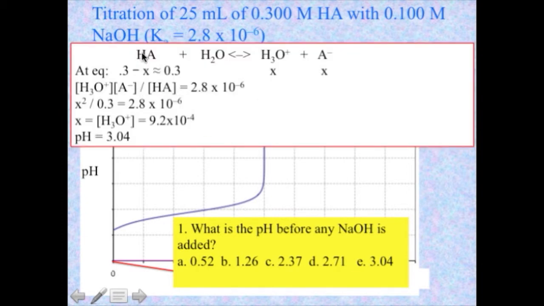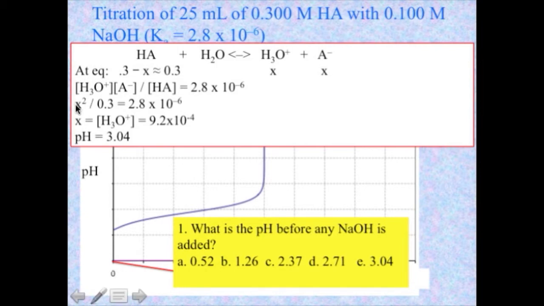All right, so we have a weak acid ionizing in water, forming hydronium ion and acetate ion. And at equilibrium, we have 0.3 minus X, which is just about equal to 0.3 for the weak acid concentration because Ka is such a small number. Plugging in X in the mass action equation, X will equal hydronium ion and X will equal conjugate base.